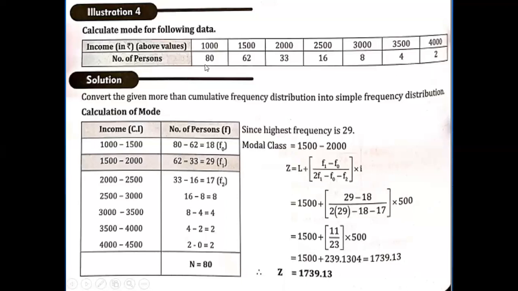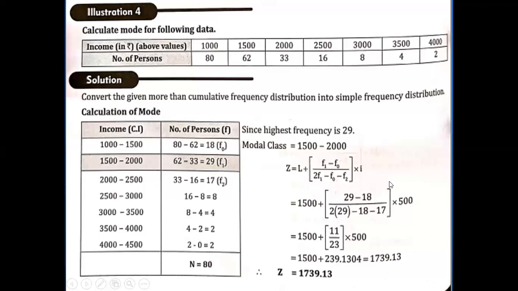So the frequencies you see here are actually cumulative frequencies. It is called decreasing cumulative frequency. Decreasing means it is decreasing from 80 to 1. For this sort of decreasing cumulative frequency, you have to keep on subtracting. The next number should be subtracted from the previous number. So 80 minus 62, 62 minus 33, 33 minus 16, 16 minus 8, 8 minus 4, 4 minus 2, 2 minus 0. Like that we can calculate, and we'll be getting the total of 80.